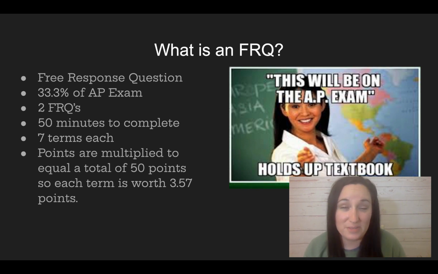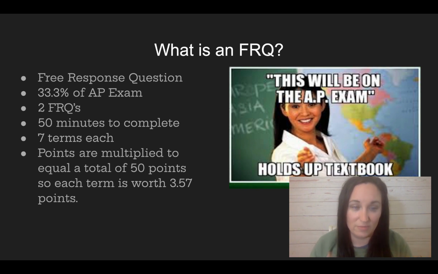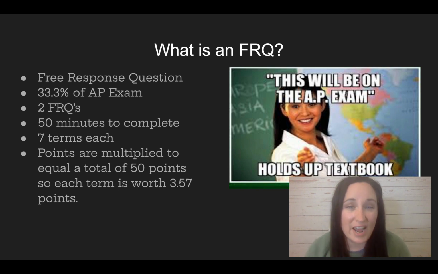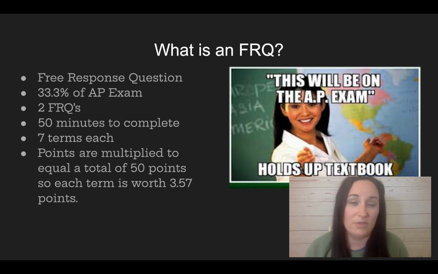You will have 50 minutes to complete both FRQs. So one FRQ is 7 terms, and a second FRQ with 7 terms. 50 minutes total for both of them. The entire test is worth 150 points. 100 of those points comes from the multiple choice, and the other 50 come from the FRQ. So in order to make it worth 50 points, each term would be worth 3.57 points.